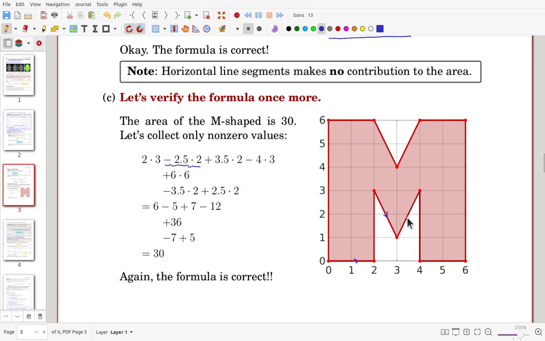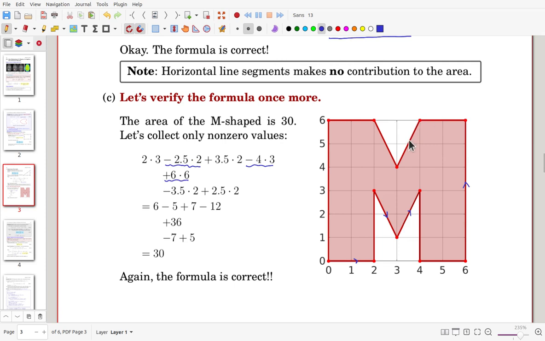Now, for that one, the mid value of x is 3.5, and the change in y is 2. So that is this one. And now for this one, the mid value of x is 4, and the change in y is -3. That's that one. Now, no contribution for this one. The x value is 6 and the change in y is 6. So that is 6 times 6. Now, no contribution for that one.